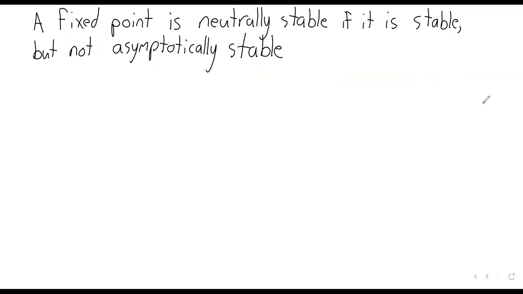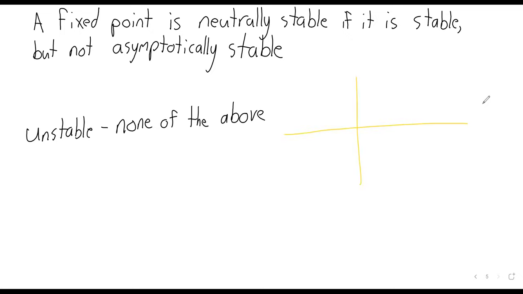And then that leaves us unstable, which is none of the above. So if a fixed point is unstable, we can have trajectories that start near the fixed point, but then move far away from it. And again, it's possible to put this all in a very formal way. What do we mean by being near a fixed point? But we're going to understand it in this kind of informal setting.